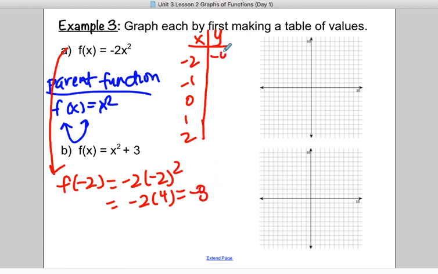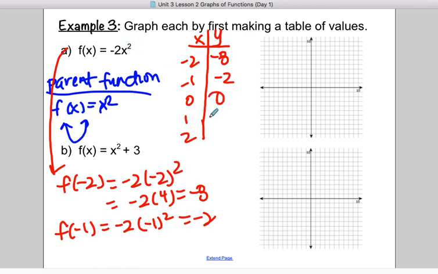So I plug in -8. Then I plug in -1. I have negative 2, then I have negative 1 squared. So negative 1 squared is 1. Negative 2 times 1 is negative 2. Plug in 0, that's straightforward. 0 squared is 0. 0 times negative 2 is 0.